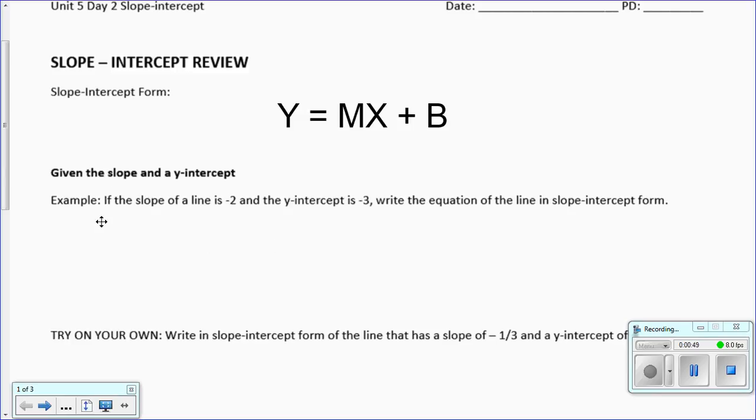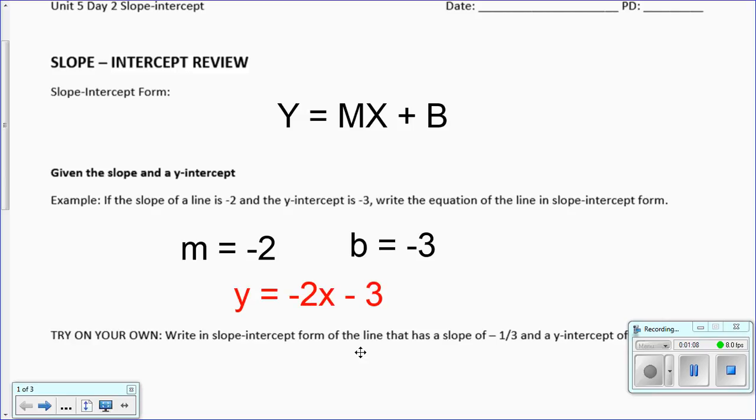When they give you that, for example, if the slope of the line is -2 and the y-intercept is -3, we have to write it in slope intercept form. Those are the two things that you actually need. So the slope is -2, which is our m, and the y-intercept is -3, which is our b. So we just fill in y equals mx plus b: y equals -2x minus 3.